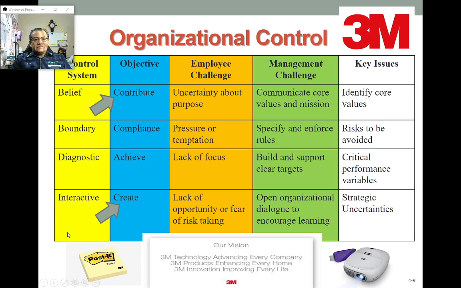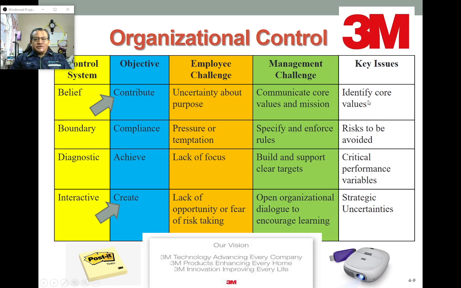Let's take a look at the control system of 3M. In the category of belief, 3M believes that employees could contribute. However, to contribute effectively, there is uncertainty about purpose. So the challenge for management of 3M is that management must communicate its core values down to the employees and also the workers level. And the key issue is how to identify its core values. I would say the belief and core values of 3M are strongly based on innovation, new innovation.